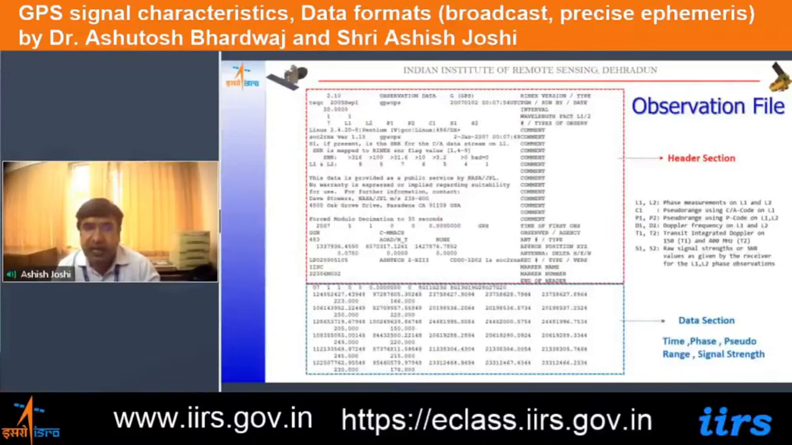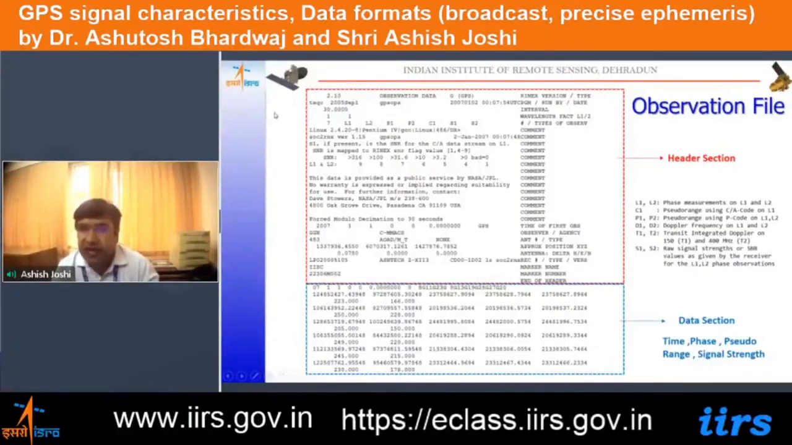As an example, we can see this is the RINEX 2.10 version. Earlier, in a previous slide, I showed you the observation codes for version 2.10. L1, L2 is the measurement on the L1 frequency and L2 frequency. C1 is the pseudo range using the CA code on L1. P1, P2 are the pseudo range using the P code. D1, D2 is the Doppler frequency. T1, T2 is the transit integrated Doppler, and S1, S2 are the raw signal strength. So these are the codes for version 2.10.